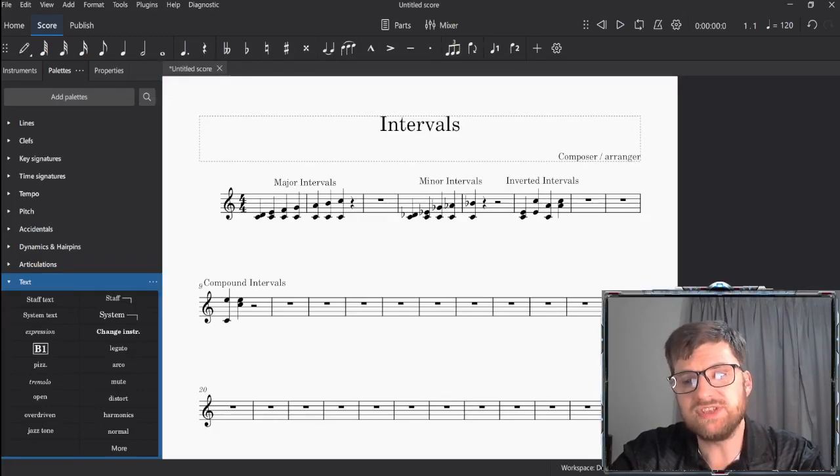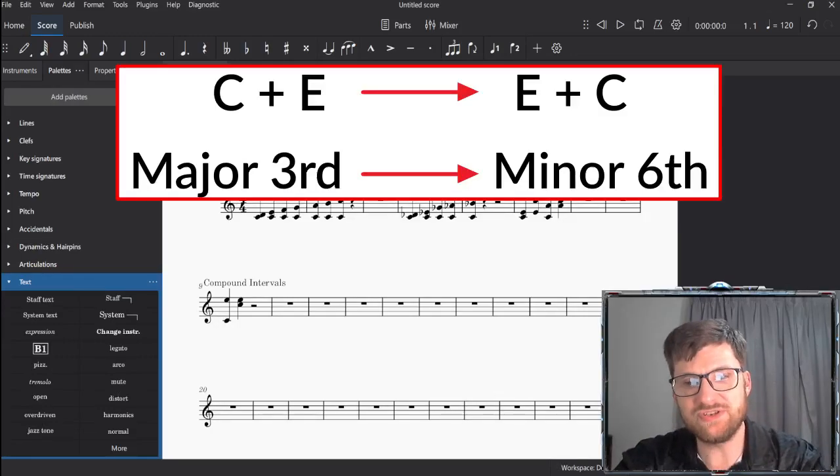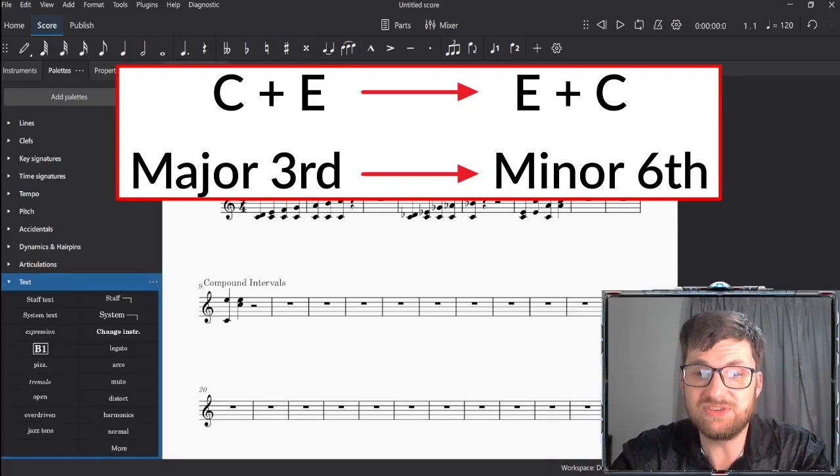The last type of interval that I want to discuss is an inverted interval. We get inverted intervals by moving one of the notes up or down an octave. So if we invert a major third, it becomes a minor sixth. Okay, let me explain exactly what's happening here.